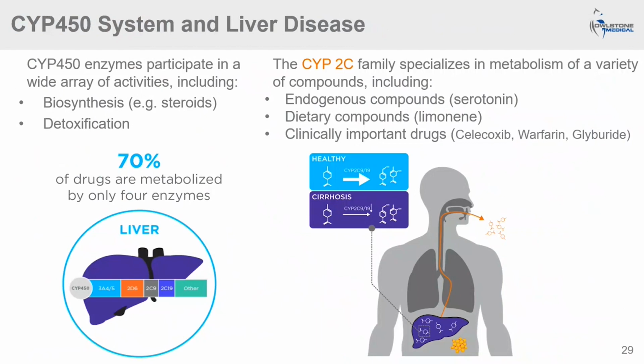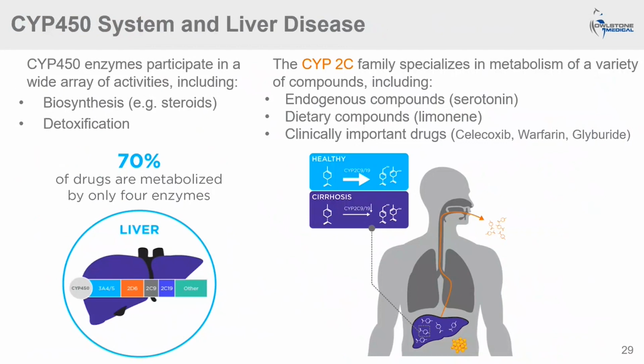In the presence of liver cirrhosis, CYP2C9 and C19 activity are downregulated, leading to the accumulation of limonene in the adipose tissue. Gradual release from the adipose tissue results in prolonged permanence of limonene in circulation, leading to increased secretion in breath.